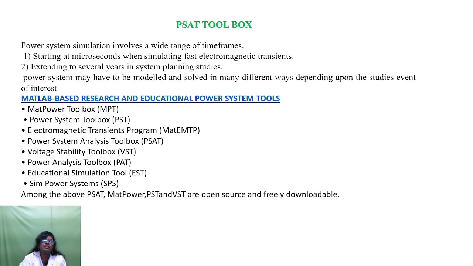The PSAT software toolbox covers a wide range of time frames, starting from microseconds when simulating fast electromagnetic transients, and extending to several years in system planning. And the tools which are available are MatPower, Power System Toolbox, Electromagnetic Transient Program, Power System Analysis Toolbox, Voltage Stability Toolbox, Power Analysis Toolbox, Education Simulation Toolbox, and SimPowerSystems Toolbox. These are all open source, freely available and user friendly software for power system analysis.